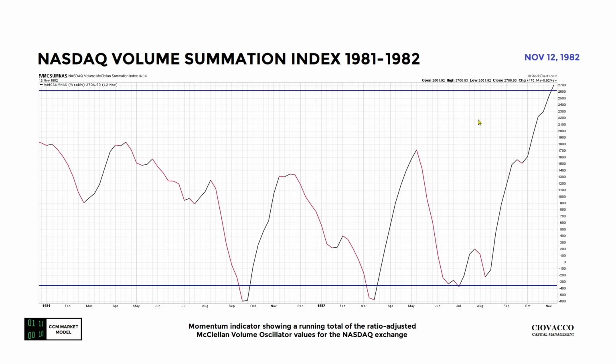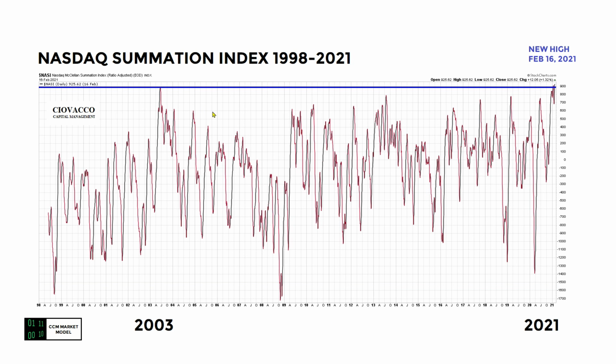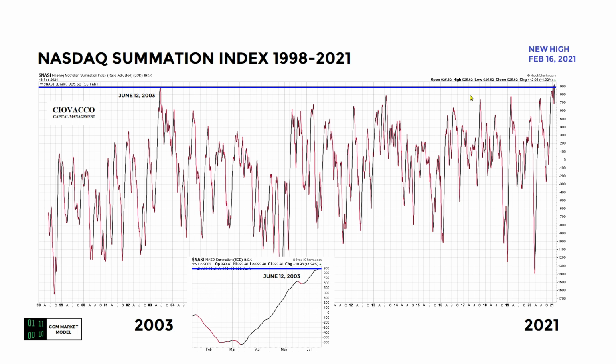The example we just covered, breadth indicator tied to volume. Similar ideas here. This is the NASDAQ McClellan Summation Index. Made a new high here on February 16, 2021. The only other time we've been that high, looking at all of the data, here in 2003. Thus, February 16, 2021, right side of the screen is similar to June 12, 2003. This is a breadth thrust here.